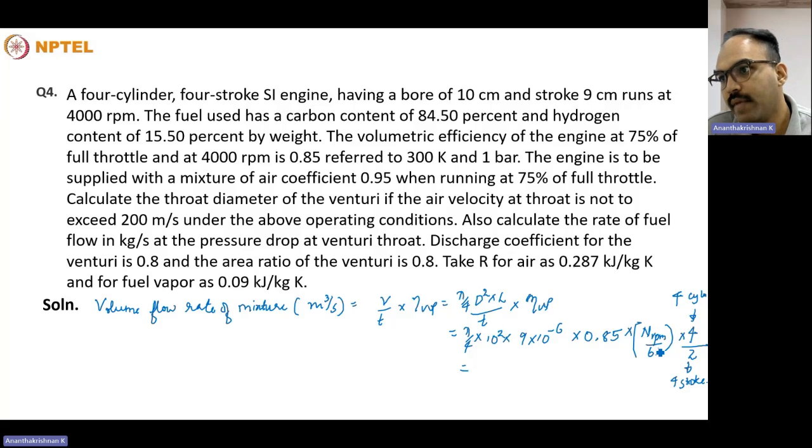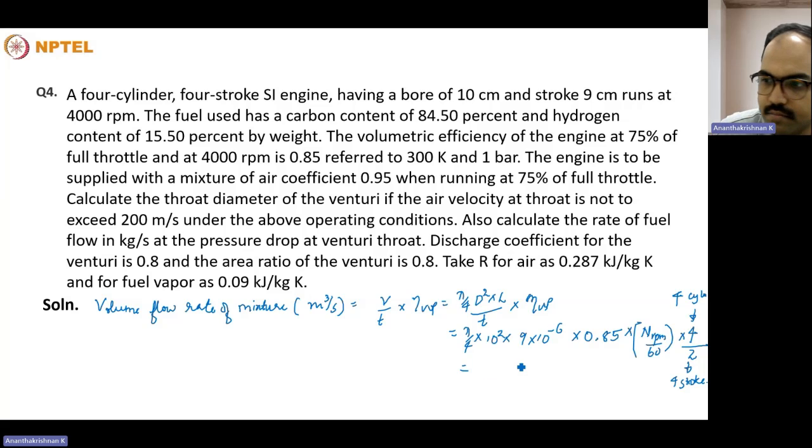So there will be an intake stroke, then compression, expansion for the power stroke, then exhaust. On these 4 strokes, only 1 stroke is being considered, which is intaking air. And that happens once every 2 rotations of the crank.